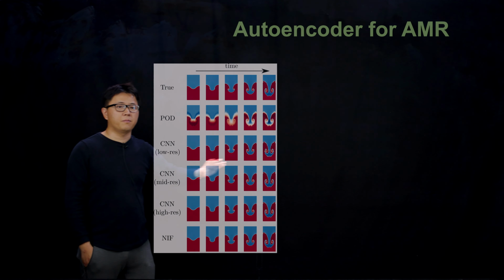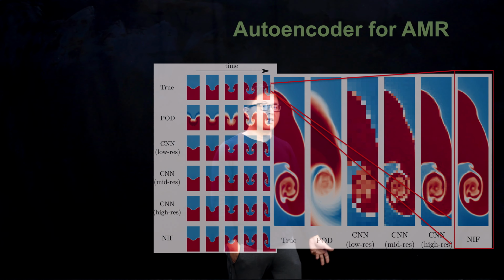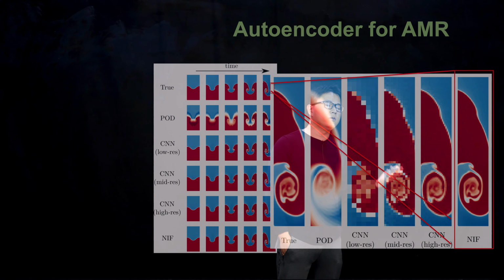If we zoom in on this, you will see that NIF actually performed the best compared to other frameworks, and POD performs the worst. CNN's performance only improves when you increase the resolution. Basically, you need a finer and finer pixelization.